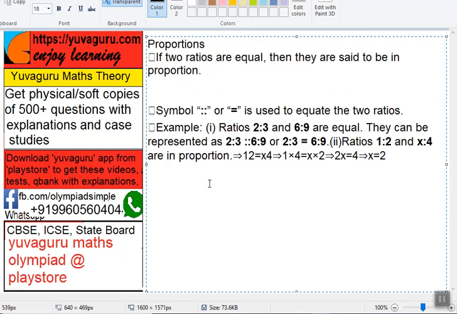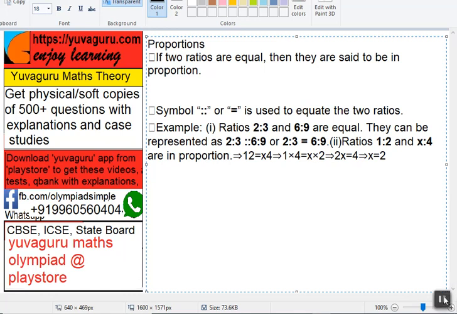Okay. Now what are proportions? If two ratios are equal, then they are said to be in proportion. See here, ratios are equal. It means two ratios. See this 2/3 ratio and 6/9. 6/9 can be written as 3 2s are 6, 3 3s are 9, so it's again 2/3. So these two are equal, and then they are said to be in proportion. It is represented by two colons or an equals sign. So let's check this example. 2/3 and 6/9, they are equal. They can be written as 2/3 is to 6/9 or 2/3 equals 6/9.